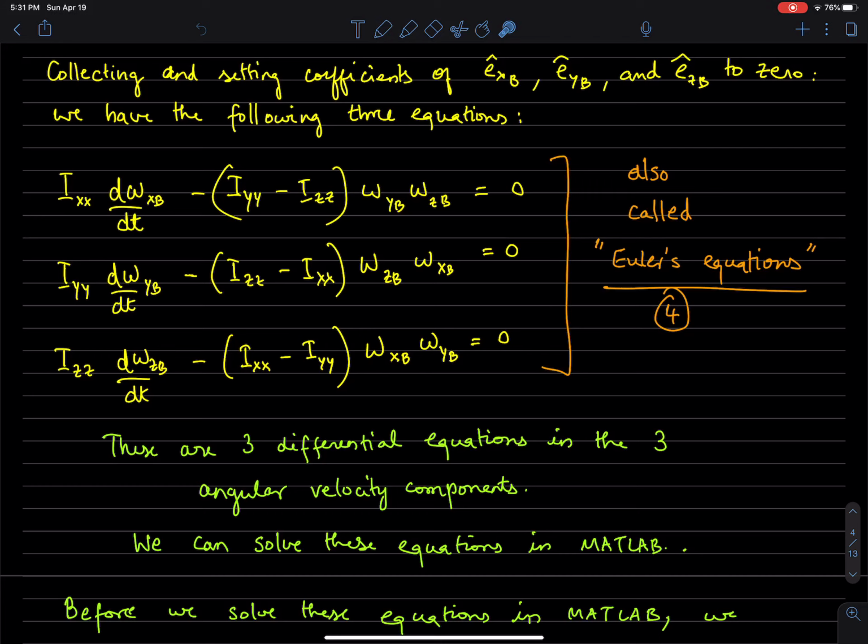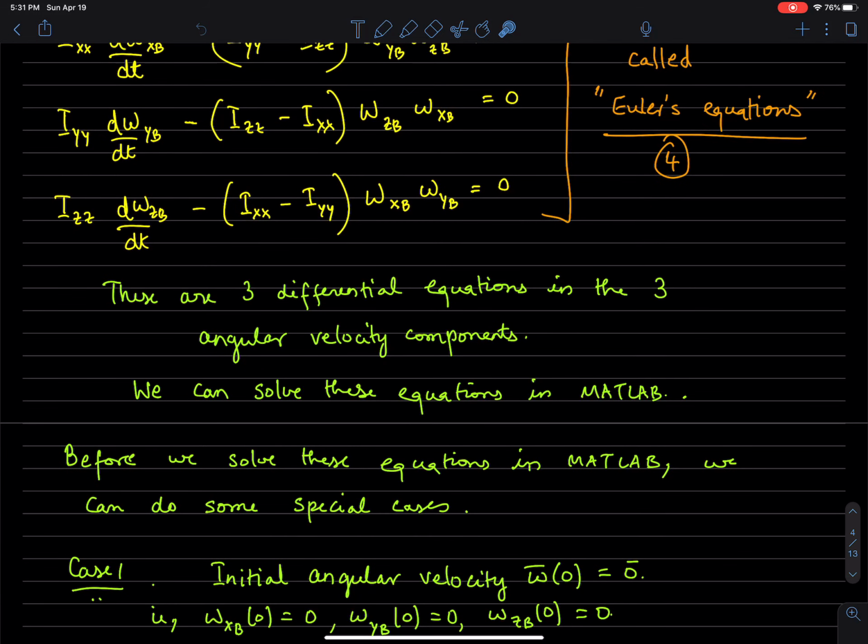So we just derived these three equations for the angular velocity of a rigid body in the absence of any external forces or moments. And these are called Euler's equations for a free spinning rigid body. Free spinning meaning it has no external forces or moments. So these are the three equations, and like I said, they are called Euler's equations.